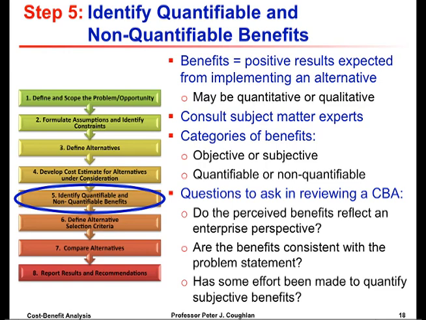Some similar to things you asked about cost, but also the idea of, are you looking at benefits from an enterprise perspective, the overall Army enterprise, or are you looking at it narrowly in terms of a single command or organization? Are the benefits consistent with the problem statement? One of the benefits had better be to solve the problem. Otherwise, maybe you're looking at good benefits, but you're not looking at the benefit that was the whole point of the exercise to begin with. And also, has there been some effort made to quantify subjective benefits? We'll talk about subjective benefits in a second, but too often people just throw up their hands and say, oh, well, can't measure that. Well, maybe you can.